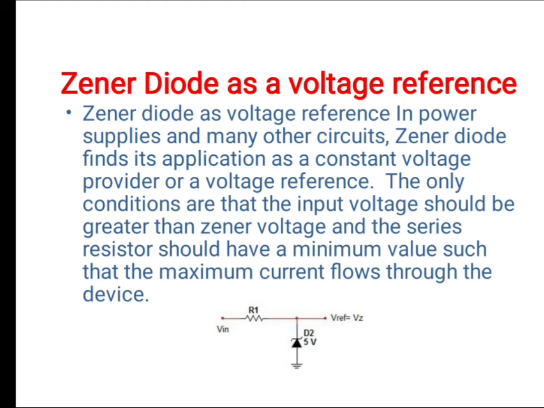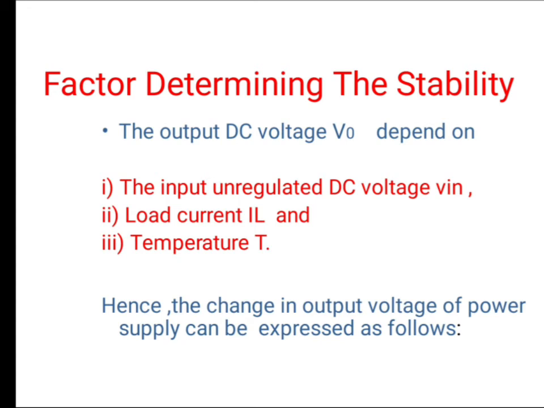Now let's go to the next one, Zener diode as a voltage reference. Similarly, based on the characteristics of Zener diode in reverse bias, it is used as a voltage reference here. The circuit for it is this. Then factors determining the stability. We have three factors determining the stability of the Zener diode. First, the input unregulated DC voltage Vi, then the load current IL, then temperature.